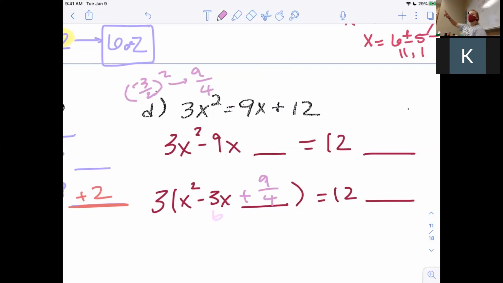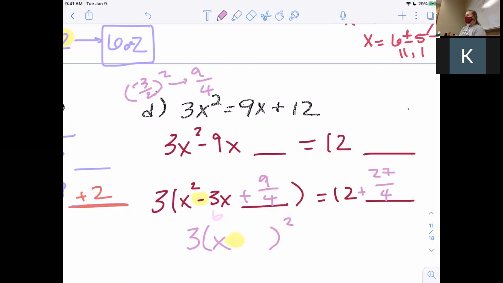Do I add 9 over 4 to the other side? Yes, but I have to do one thing first. What do I have to do first to that 9 over 4? Multiply by 3. So 3 is on the outside and 9 over 4 is on the inside. So I have to multiply by 3 before I move it to the other side. And that's going to be 27 over 4. Getting some weird fractions, but that's okay. We're just going to keep moving like we know how to. I've got 3 times x. I'm going to minus this number right here.